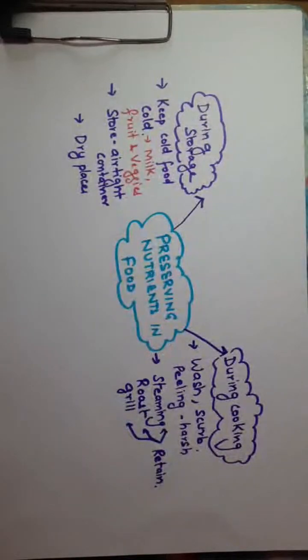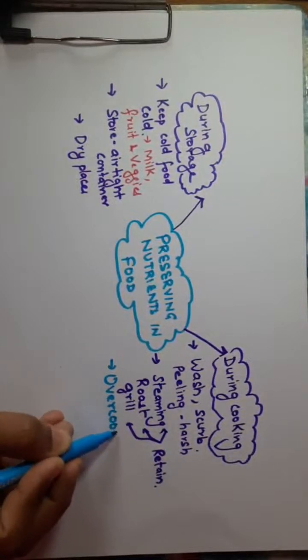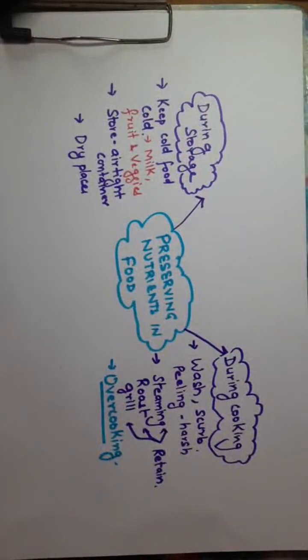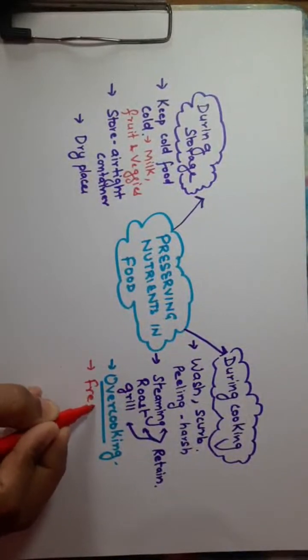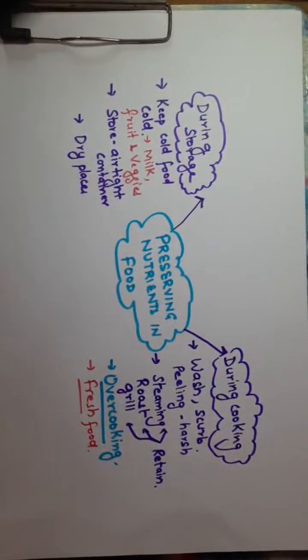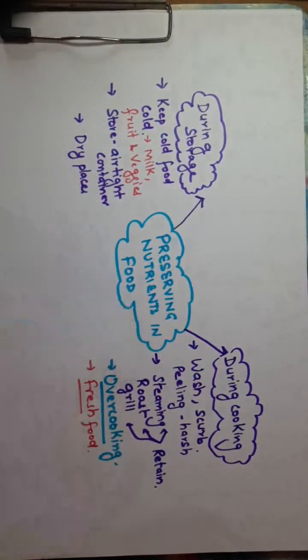And the last mistake we are making is that we are usually overcooking our vegetables. Overcooking is very harmful, because overcooking will lead to the destruction of several vitamins. The last point is that we have to always eat fresh. Why is eating fresh food essential for us? Because fresh food will have the highest moisture, and it will also have the highest nutrient content. So by following these tips during storage and during cooking, we can preserve nutrients in our food.